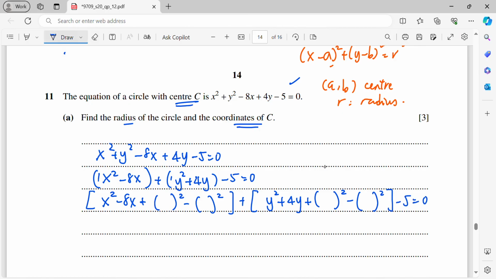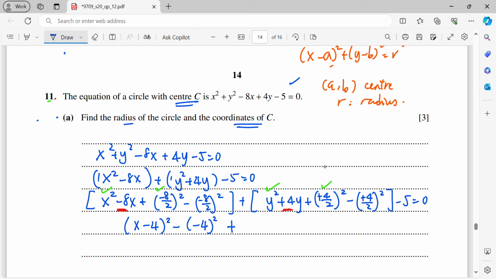Equals 0. The term inside the bracket should be half of the coefficients of x and also y. So that is going to be minus 8 over 2 for the first term, and for the y it will be plus 4 over 2. For the first bracket, I will group the first and third term. Here I also group the first and third term. So when I group, I will get x, and from the second term in the first bracket, it will be minus 8 over 2. That is minus 4. Then minus 4 squared.